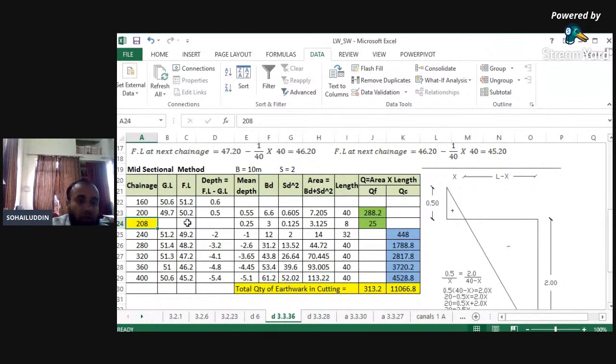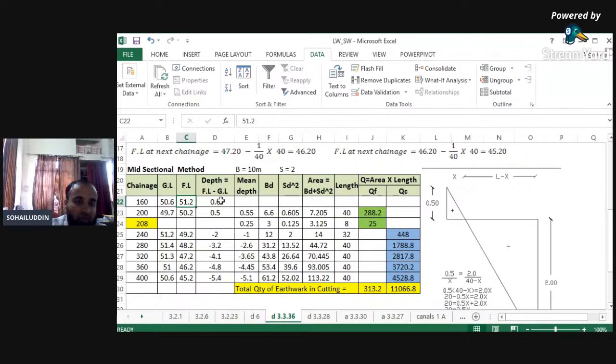Various ground levels are given, various formation levels are given. Formation levels we have already calculated. First FL was given, that is 51.20, but depending upon that we have calculated all these: 50.2, 49.2, 48.2, 47.2, 46.2 and 45.2. So depending upon the various levels we have already calculated this.